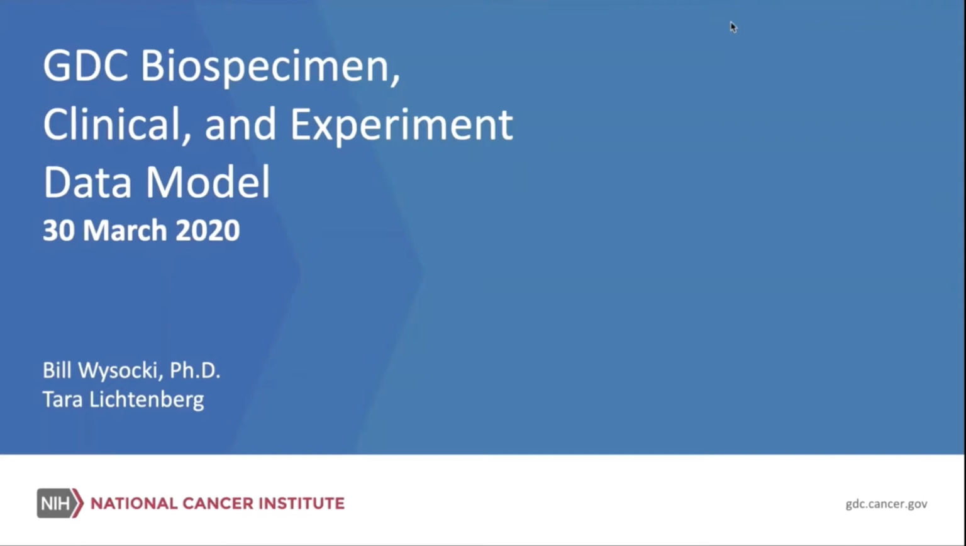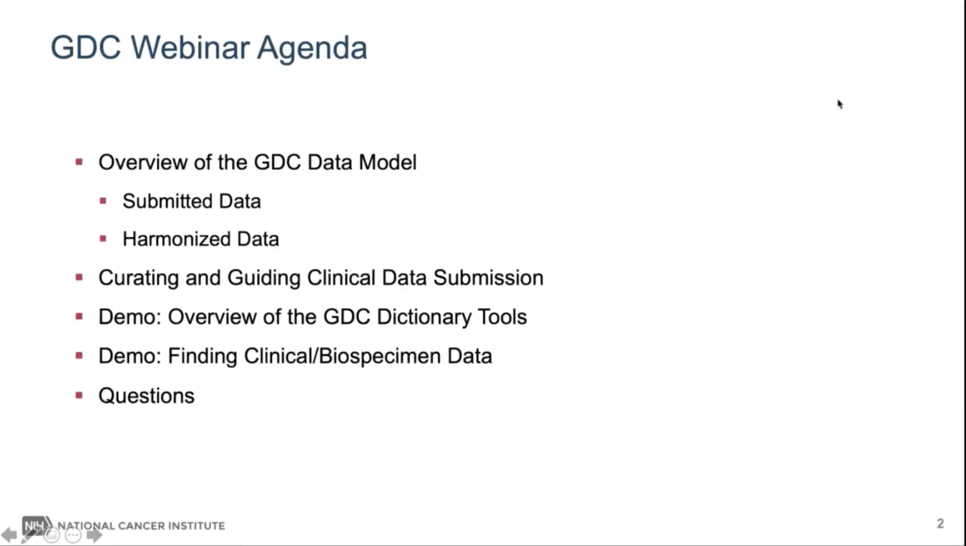Today we'd like to talk to you about the GDC Biospecimen Clinical and Experiment Data Model. Here's a quick outline of the webinar agenda. First, we're going to go over the GDC data model and have a quick overview of the submitted data portion of the data model, which contains the data that is submitted by external users, and the harmonized data model part, which contains the data that is harmonized and generated by the Genomic Data Commons.